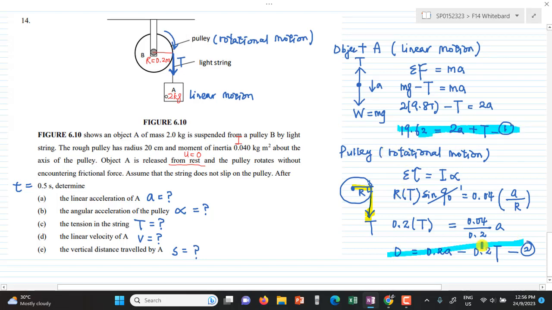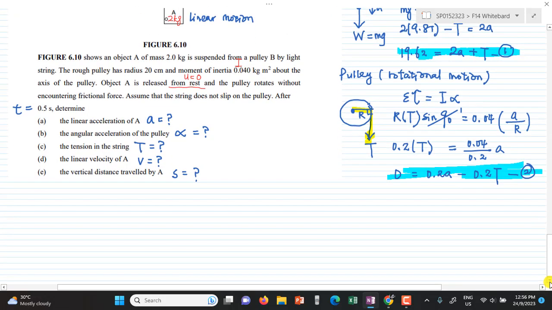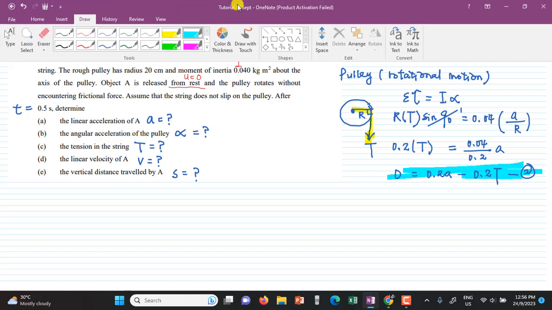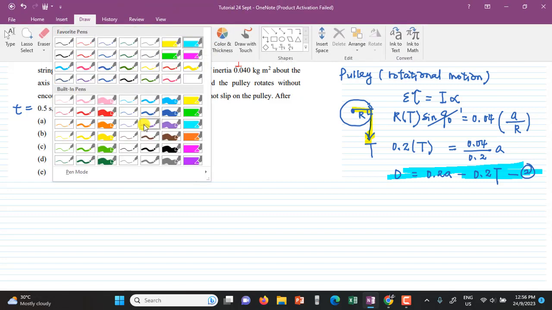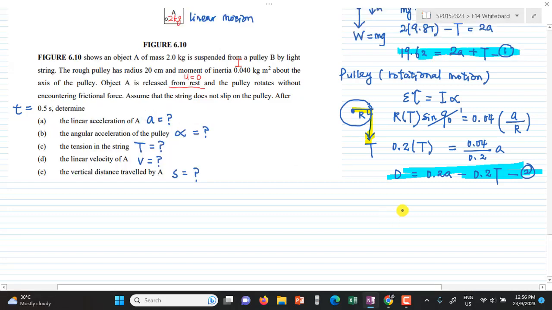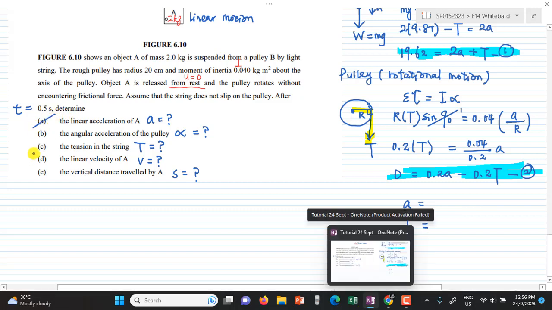Use the simultaneous equation in your calculator. You can solve both equations to get the value of A and also T. So I can calculate A and I can calculate the tension. So I'll get the answer for question A and question C.